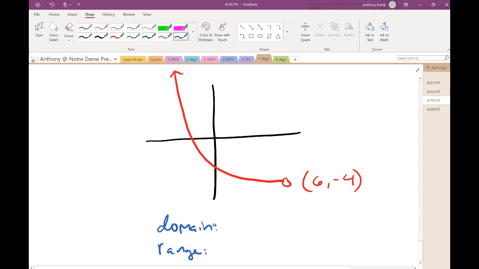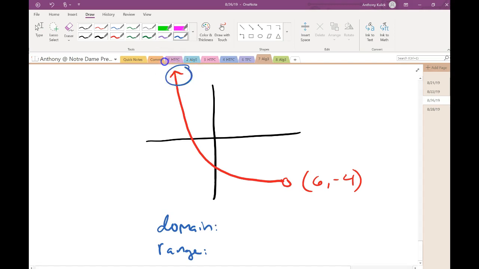Okay, so let's do this one. What is the lower bound for the domain here? It's not -4. Remember, the domain is concerned with the x-coordinate. What is the smallest x, though? It's not 6. It is -infinity.